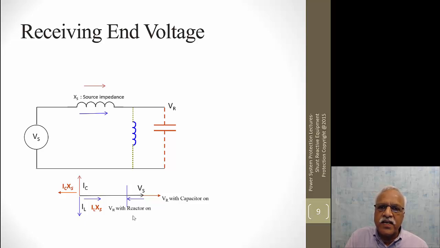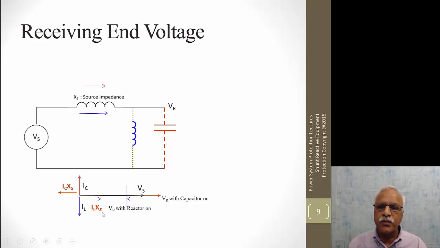If I just terminate it with an inductance, the current is inductive, so the current IL lags the voltage, the specific Vs, by 90 degrees. It's shown here as IL, and the voltage drop across the source impedance leads this current by 90 degrees. It will be in this direction. So the effective resultant voltage with the reactor, with the inductive loading, will be VR, which is less than Vs.